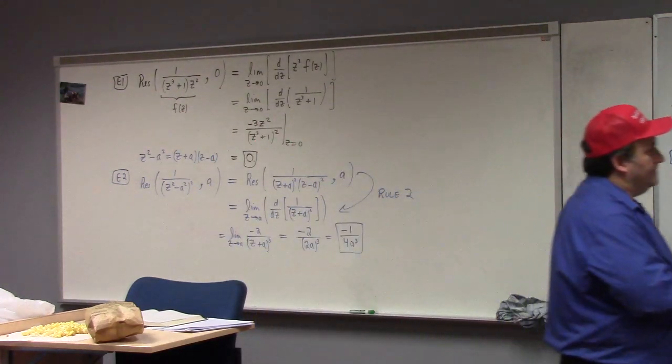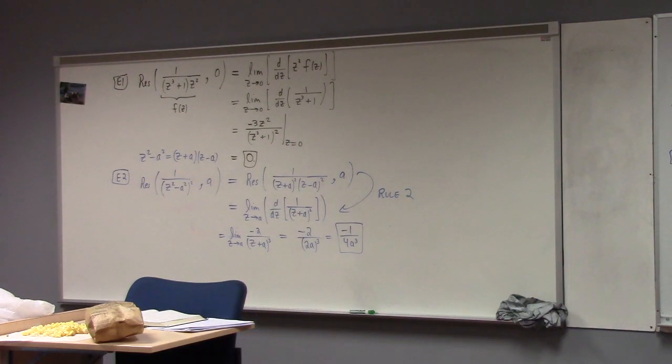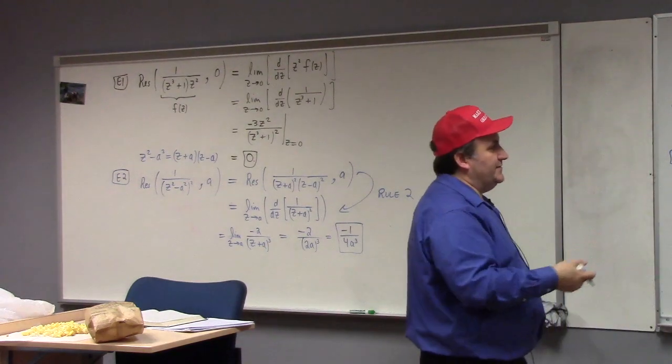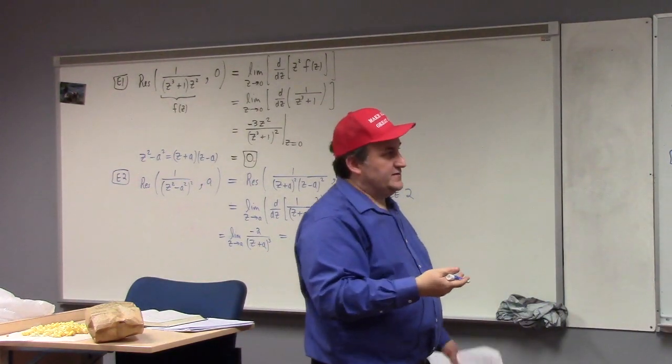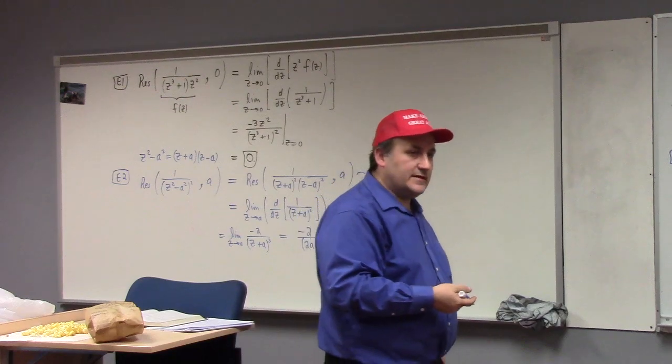Yeah, that was rule 3. But it would be just as simple to use rule 1. Yeah, I think so. You can multiply by z minus 3, take the limit as z goes to 3, you still just get evaluation. Yeah.